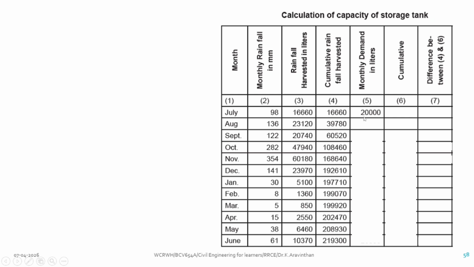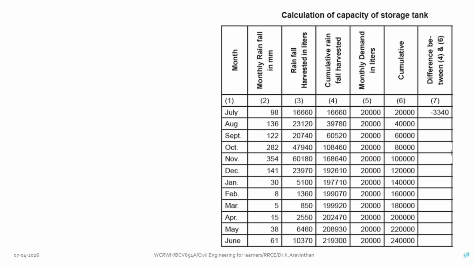Now our monthly demand is 20,000 liters. Imagine we are consuming 20,000 liters per month for that family. The rainfall gives 16,660 liters of water. There is a shortage of approximately 4,000. Like that, the monthly demand is 20,000 liters for all the months. So this is the cumulative monthly demand.